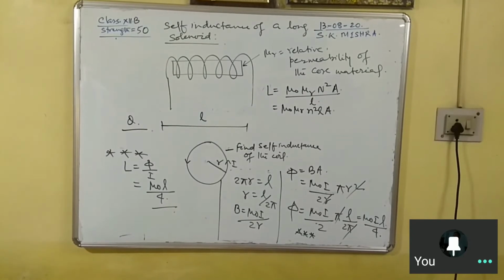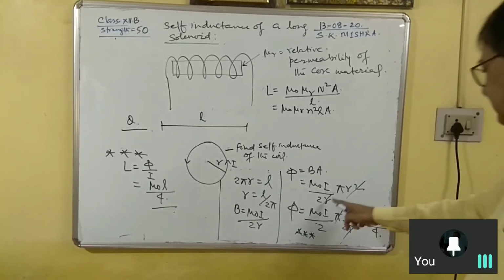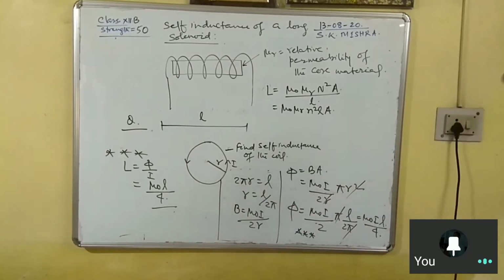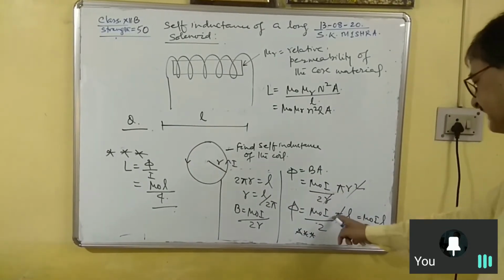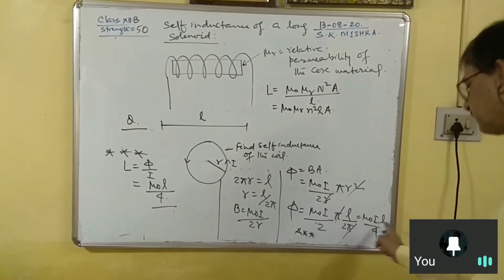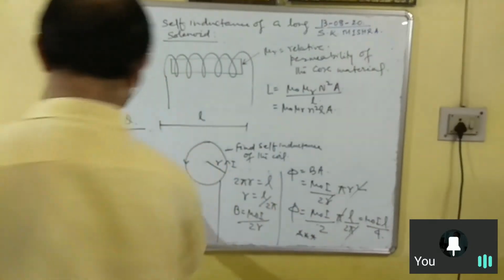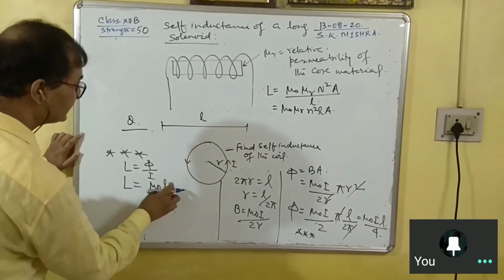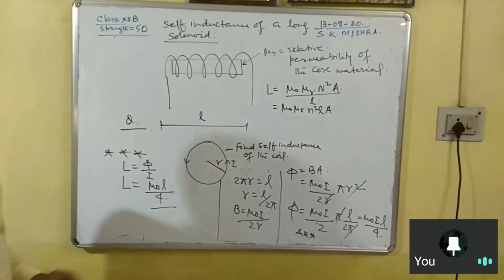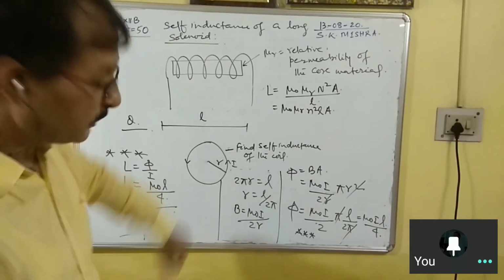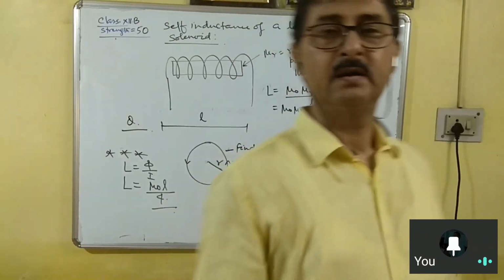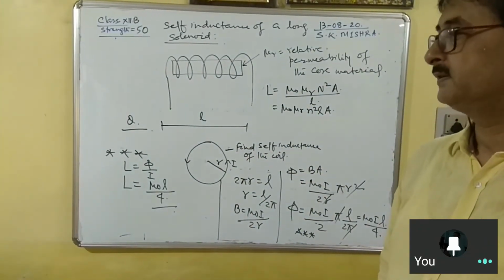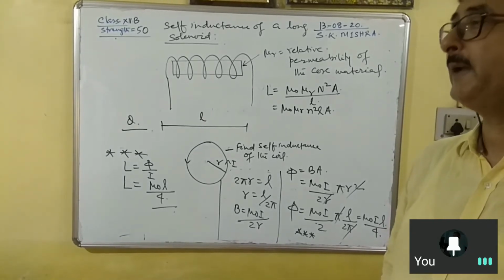This R will cancel out and this R is L by 2 pi. Put it L by 2 pi. Pi will cancel. So mu naught I L by 4. So then finally L equals mu naught L by 4. This capital L stands for self-inductance. Small l is the length of the wire by which this circular loop is formed. Clear? Am I clear to you? Tell me, am I clear to you?